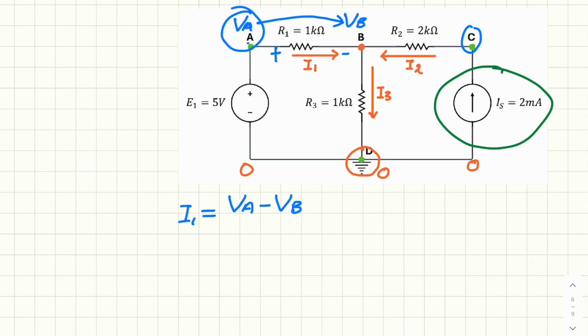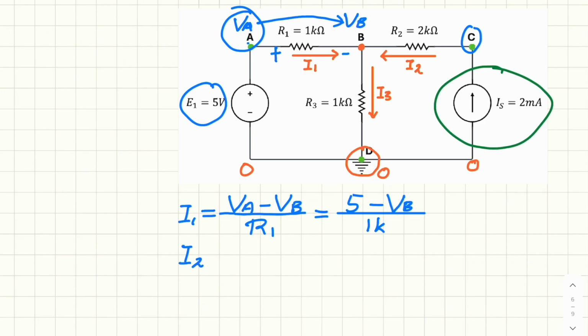And then we have to find the difference. This is the potential difference over R1. Now, if you look at the circuit, VA must equal 5 volts. So we can say 5 minus VB. At this stage, we don't know VB. We just say VB over R1, which is 1K. I2 is IS and is equal to 2 milliamps.